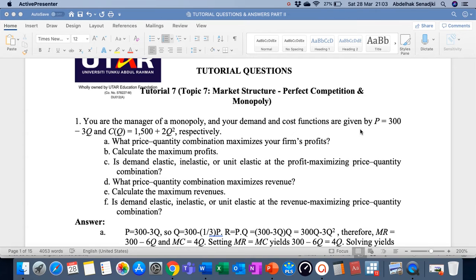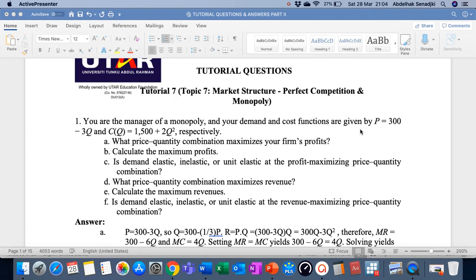D, what price quantity combination maximizes revenue, not profit? The first one is profit, the second revenue. Calculate the maximum revenue, and then the last question is, is the demand elastic, inelastic, or unit elastic at the revenue maximizing price quantity combination? Since this is a monopoly, I think you have learned that a monopolist will maximize his profit where marginal revenue equals marginal cost, therefore MR equal to MC.